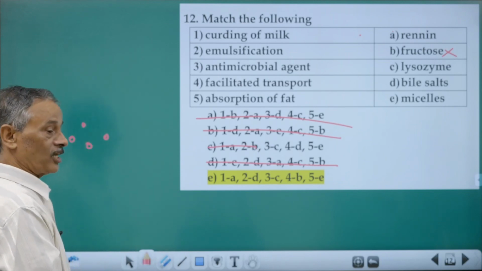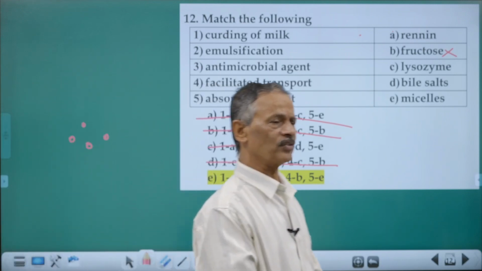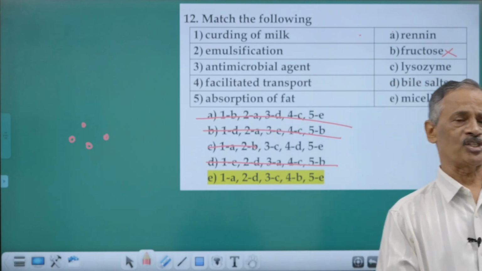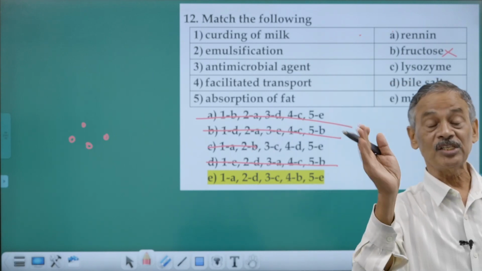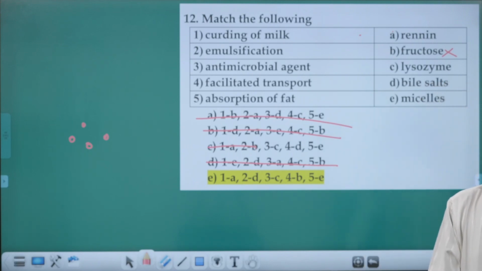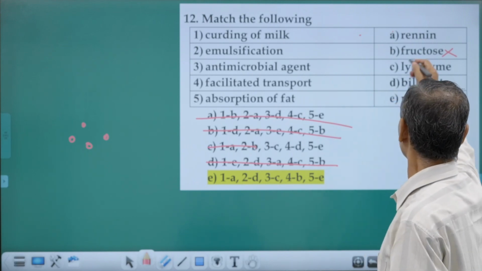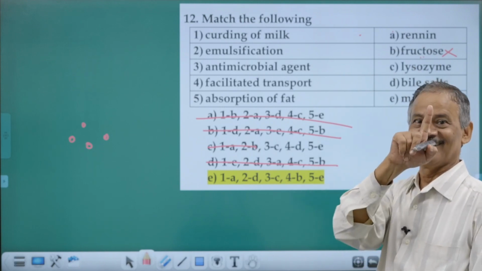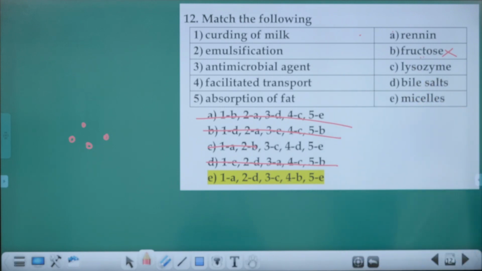Facilitated transport. What is facilitated transport? It is a passive transportation where the transportation is facilitated by, assisted by a carrier protein. Fructose is transported this way, so it is for fructose. That's the clue. Okay. Facilitated transport, 4 is B.